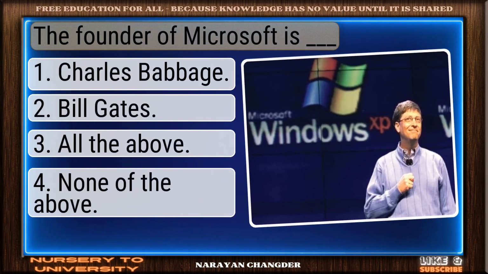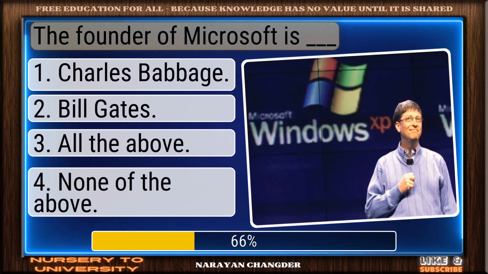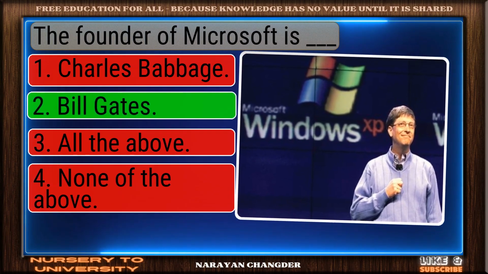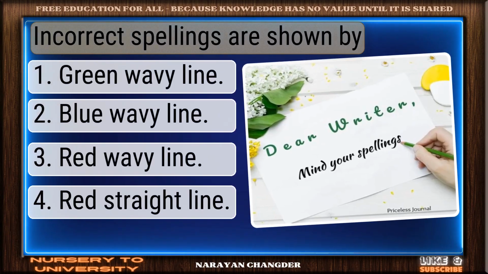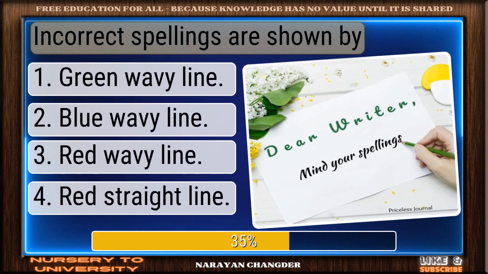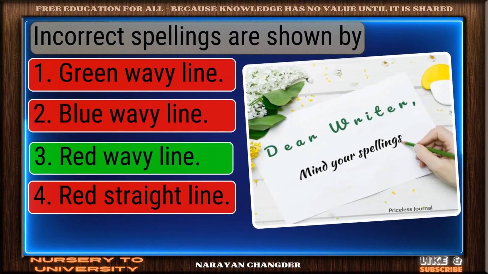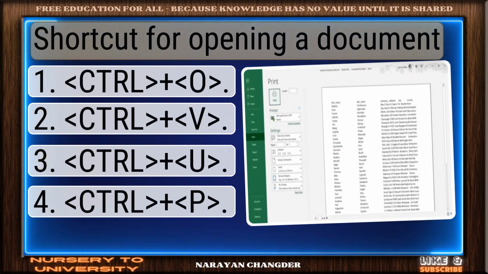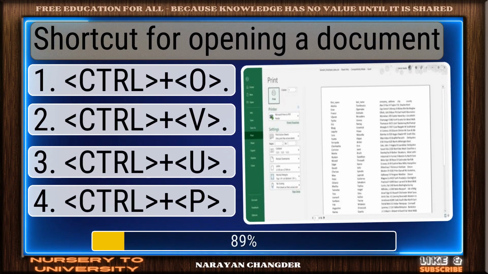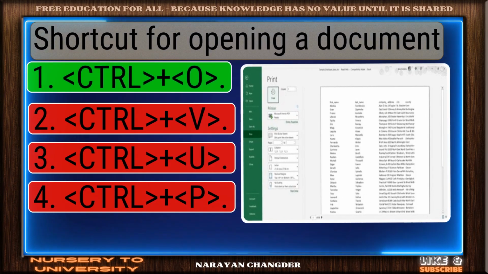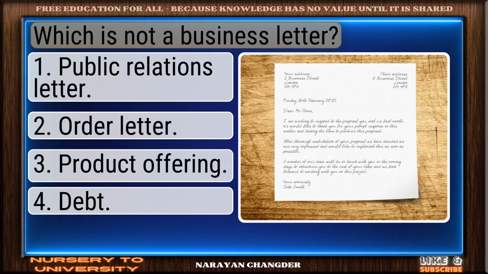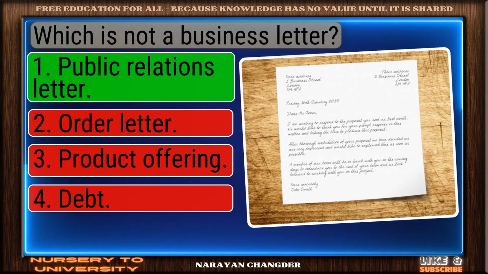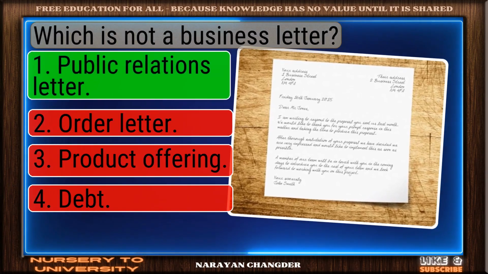The founder of Microsoft is dash. Excellent choice. Bill Gates is the right answer. Incorrect spellings are shown by. Right again. Red wavy line is a valid answer. Shortcut for opening a document. Sharp thinking. Ctrl+O is the right choice. Which is not a business letter? On track. Public relations letter is the correct answer.